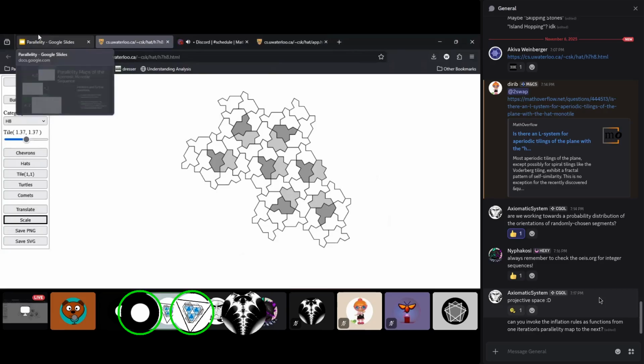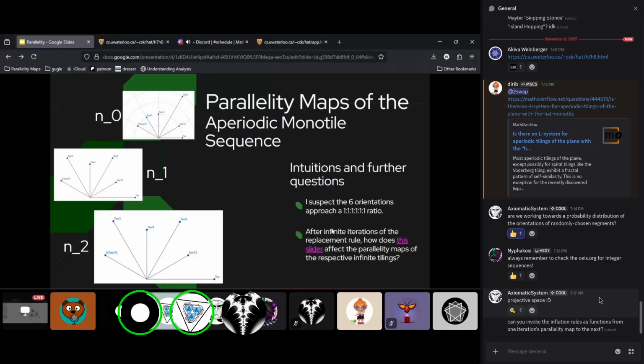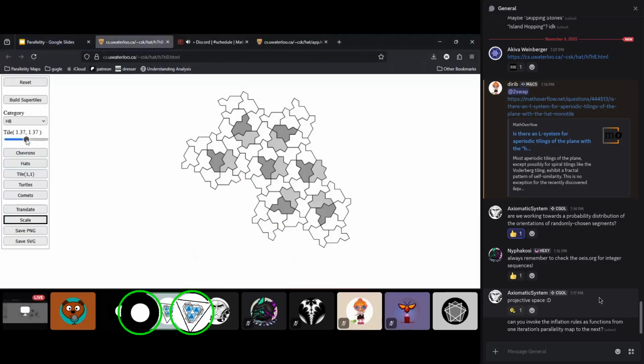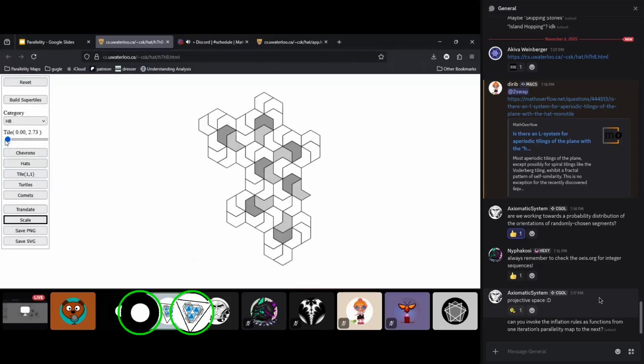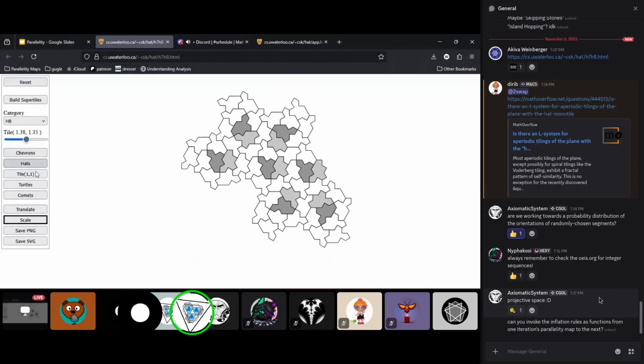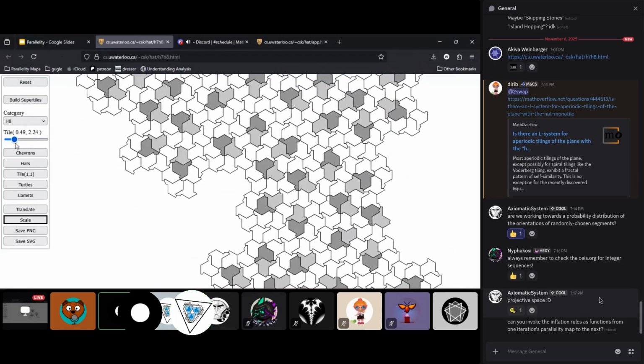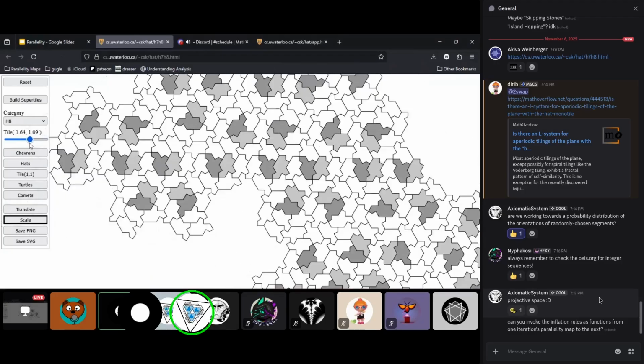I'm hoping that you guys are going to be so interested in this question that you're going to start doing work to help me answer it. Have you counted up the orientations of the lines in the different shapes? But that slider, this continuous transformation between all these different tilings, it applies at all n, right? You could do it at any stage.